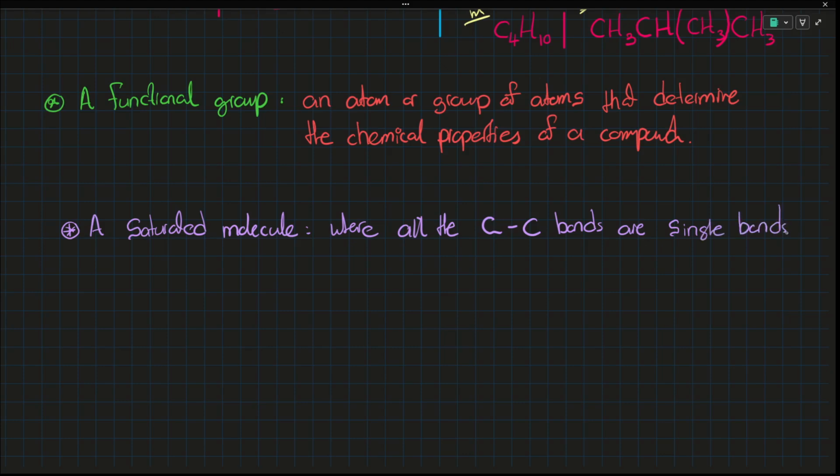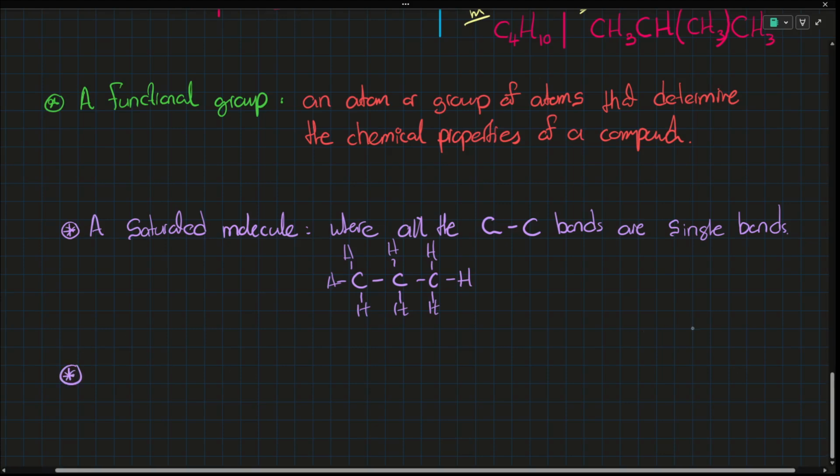Let me represent a saturated molecule: carbon, carbon, carbon, and then we have hydrogen. Do you see all the bonds in between carbons are single bonds? In that way, we call this molecule a saturated molecule. Saturated means completely full. You can't put anything in. If I wanted to add an extra hydrogen, it's not possible.